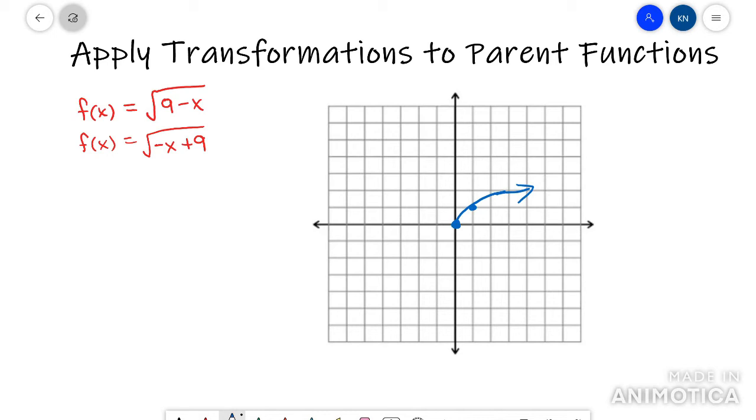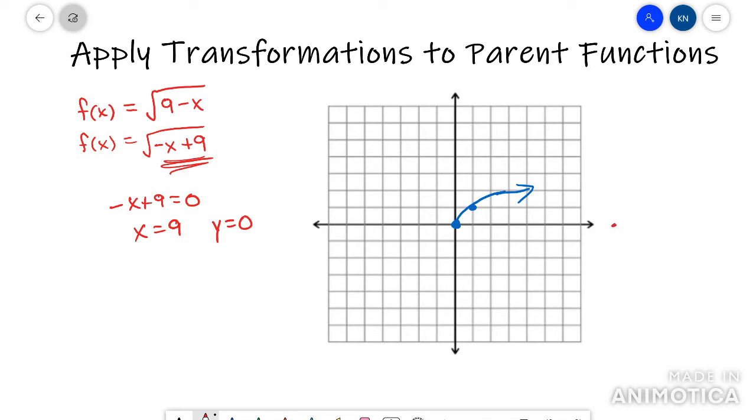So my point of interest is 0, 0 on the parent, and then from there I go over 1, up 1 to get to my next point. Well, on this one, find your point of interest by taking this part and setting it equal to 0 and solving that. And then there's no vertical shift on this, so my y value would be 0. So now I know that at 9, 0, that's where my point of interest is.